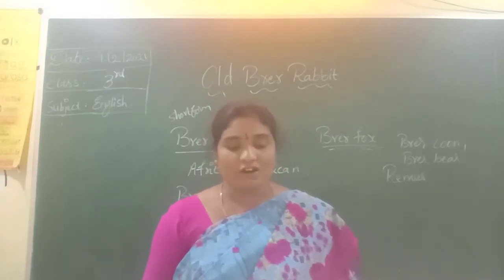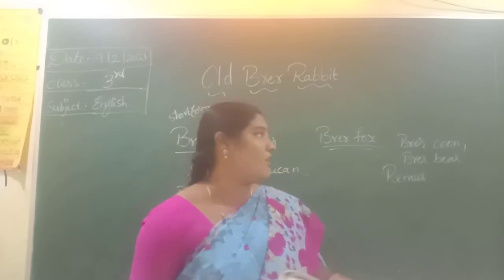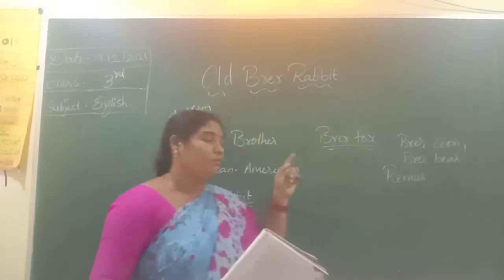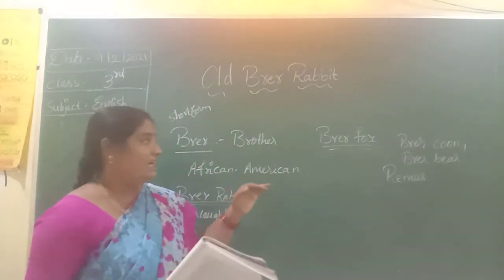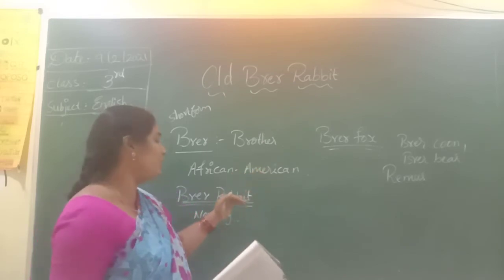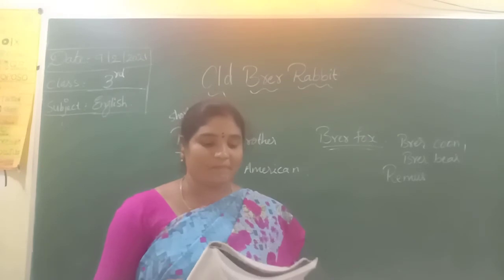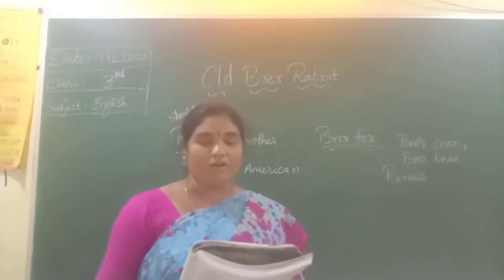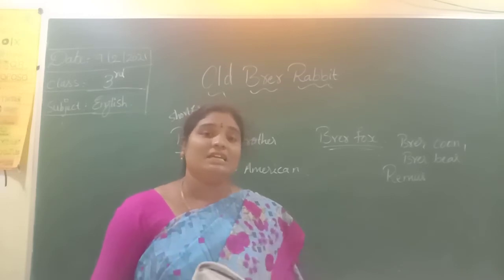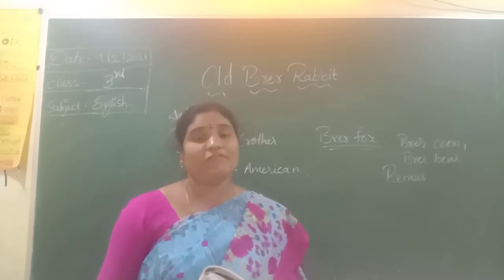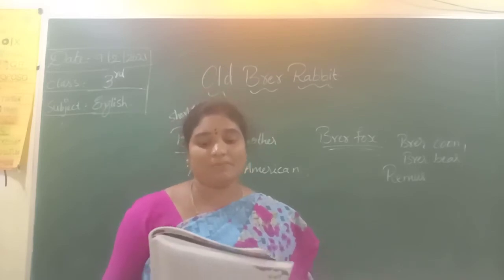Now, Brer Fox always had one eye on Brer Rabbit. So here, the fox is always looking after the rabbit, what it is doing. So he has kept one eye on the rabbit. He saw him slip away from the new ground. He was observing, he was watching what the rabbit was doing. So the fox has observed that the rabbit has slipped away from the ground.